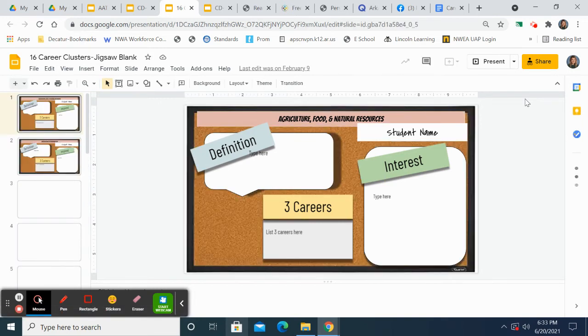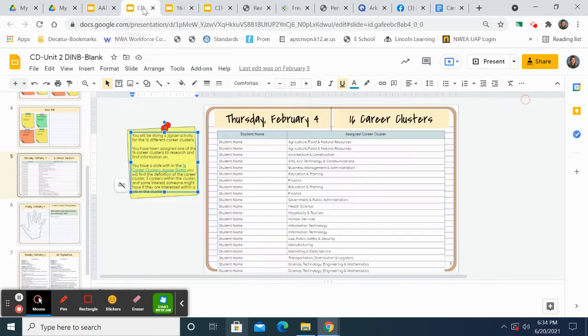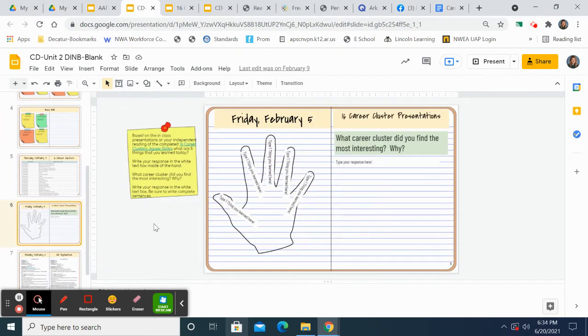And then I had them give me a definition, some interest of someone that might be in that career, and then 3 careers within that cluster. So each student did this for their career cluster. And all of the students were working in the same Google Slides presentation at the same time. Once they finished that, students went up and they presented to the class. So we did a little bit of public speaking skills. They presented to the class on their career cluster.